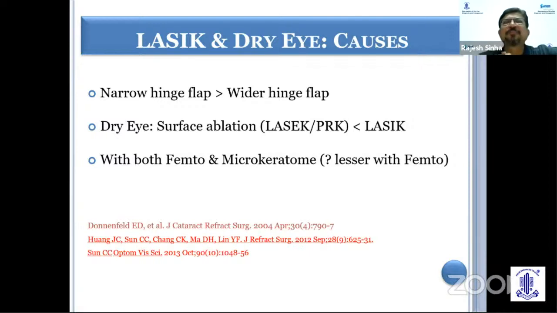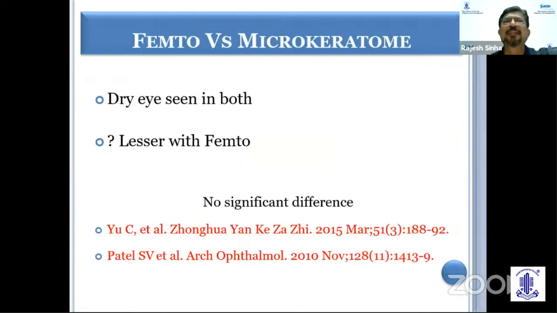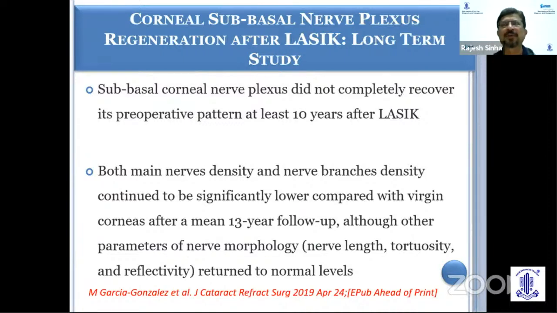Like if you have a narrow hinge flap, this means that you have cut more. In that case, you will cut more nerves, and then the chance of dry eye is more, because it is directly related to the amount of denervation that you are doing. Then surface ablation cuts fewer nerves, and I'll come to the studies that have shown that, and that is why the dry eye is less in comparison to LASIK. Initially, when the femtosecond laser came, there was a lot of euphoria that probably it would have less dry eye, but multiple studies now have shown that dry eye is seen in both, and it is not significantly different between the femtosecond laser and the microkeratome LASIK.